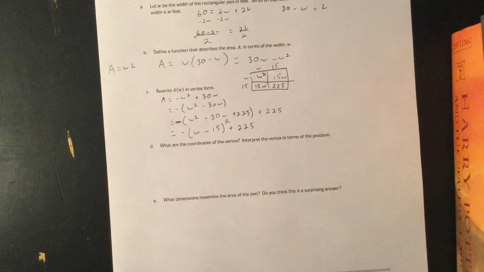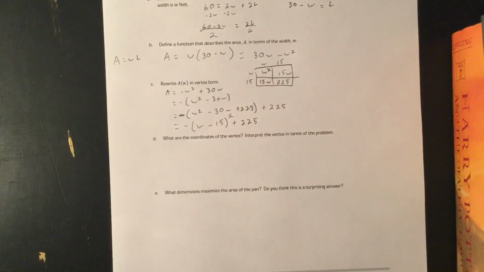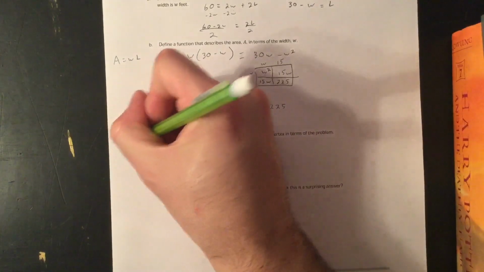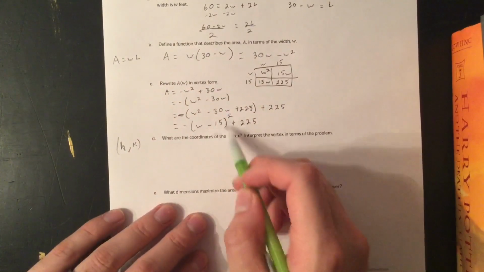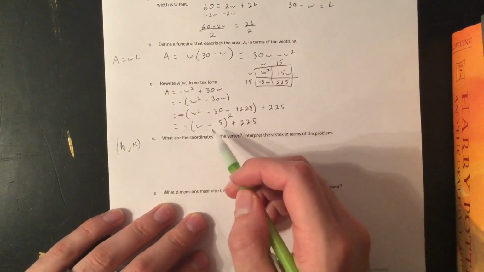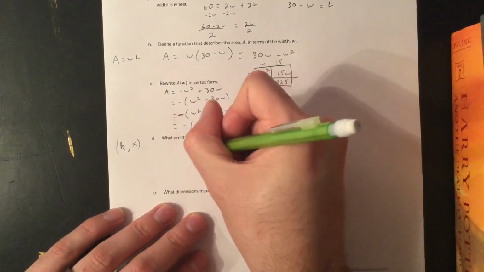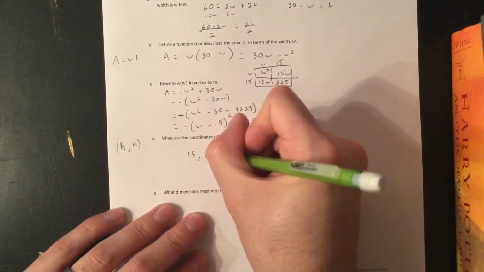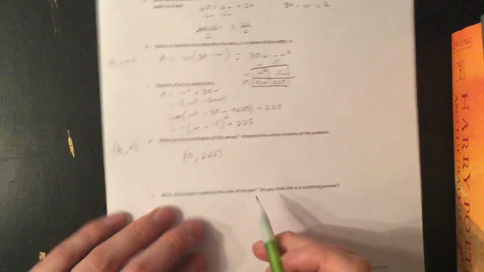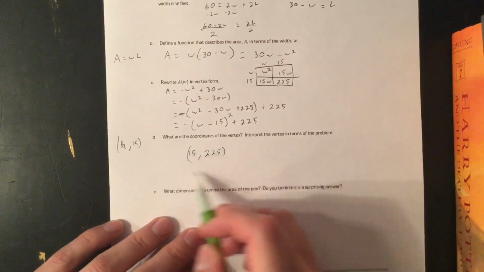So now, what are the coordinates of the vertex? If we're looking for the coordinates of the vertex, remember that's the H, comma K. So we have negative 15, that's exactly how we should have it. So we're just going to take the 15 here. So 15, comma, and then the k on the outside is 225. So what are the coordinates of the vertex? We got it right here.